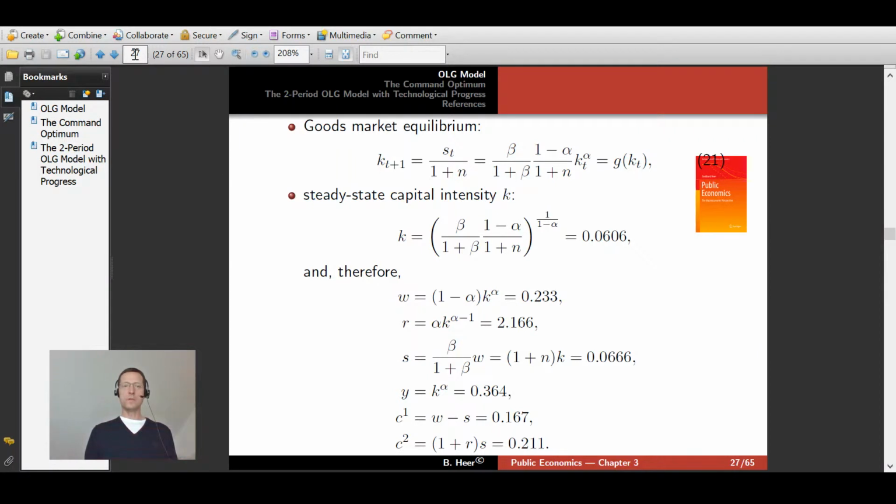With the help of the capital intensity we can compute the wage rate w, the interest rate R, savings s, total production y, consumption in young age c1 and consumption in old age c2 in the steady state.